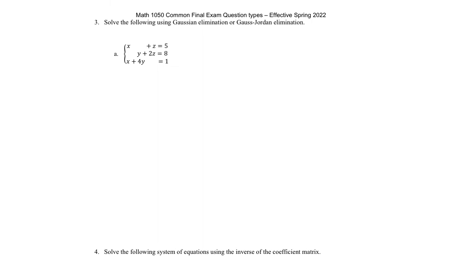Okay, solve the system using Gaussian elimination or Gauss-Jordan elimination. This was from section 6.1. This is where we need to create an augmented matrix and use row operations to reduce the augmented matrix to echelon form, row echelon form. So first create the augmented matrix.